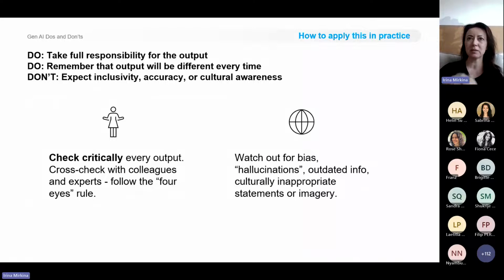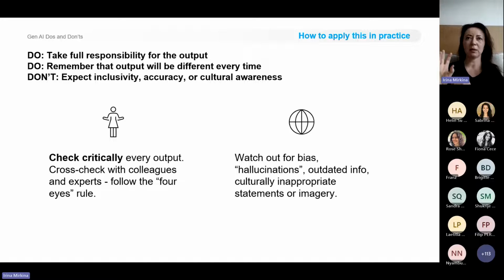So what does it mean for practice? How do we apply this when we actually try to use things like Copilot? First of all, take full responsibility for the output. It's not on ChatGPT or Llama or whichever model you're using. It's on you to check the accuracy, the cultural appropriateness, the well-crafted response that you're producing. It applies to images, it applies to text, it applies to video, whatever you are doing.